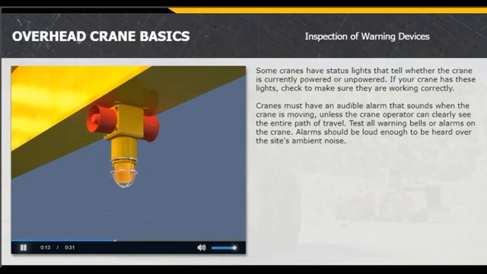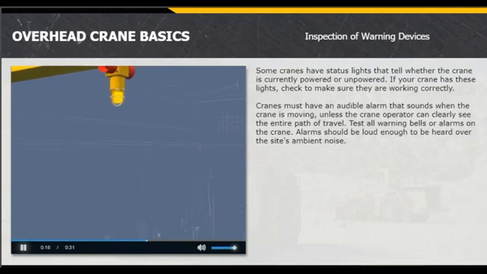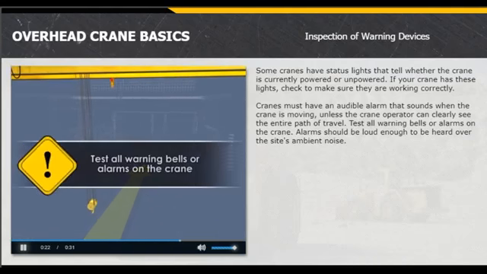Cranes must have an audible alarm that sounds when the crane is moving, unless the crane operator can clearly see the entire path of travel. Test all warning bells or alarms on the crane. Alarms should be loud enough to be heard over the site's ambient noise.